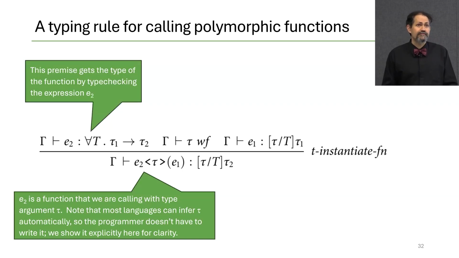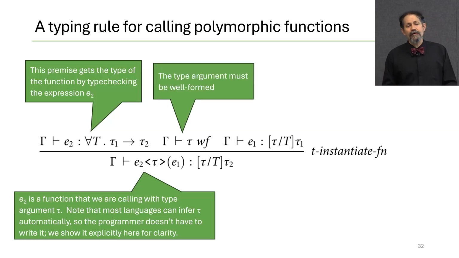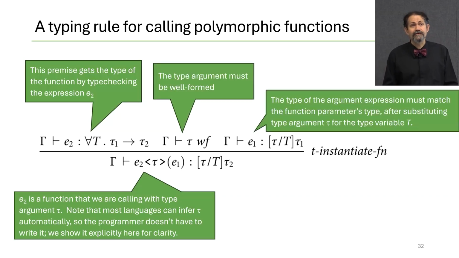How do we type check this? Well, first of all, we figure out the type of the function by type checking the expression for the function e2. If we find out that it has a for all type, for all t, dot tau1 arrow tau2, then we can apply this rule. We make sure that the argument type is well formed, and then we type check the type of the expression of the argument, and we make sure that it matches the function parameter's type tau1.